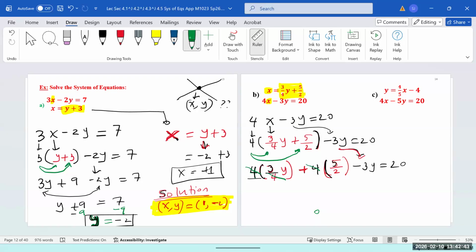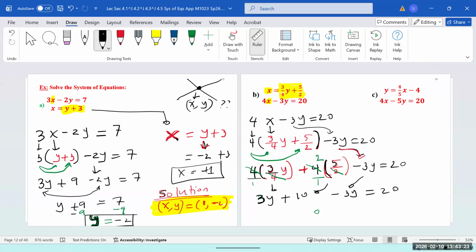We have 4 on the numerator, 2 on the denominator. So 2 goes into 4 how many times? 2 times. And now we have no more denominators, so we ignore all the denominators. We have 3y here plus 10. So this gives us 10, this gives us 3y, and we still have our minus 3y and 20. And now it becomes a simple line.